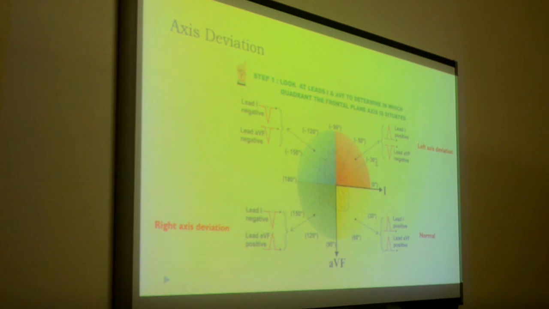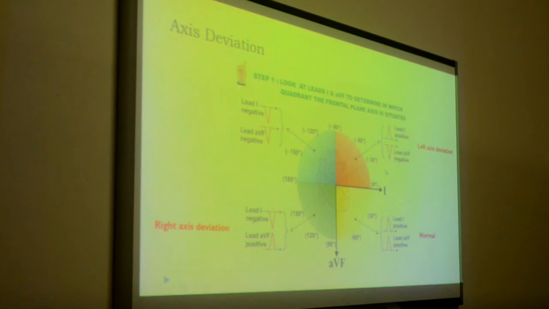But yes, you're right. There are many criteria. There are criteria for axis deviation, criteria for pathological Q waves, criteria for ST, and not only that, the criteria can differ from source to source. Some people will tell you this criteria, other people will tell you that criteria. We had two different consultants on the same day discuss ECGs with us and tell us two different things. So yes, you can have different criteria depending on what source you use.